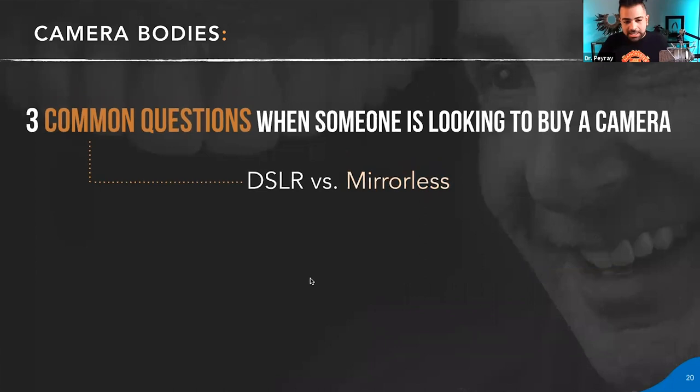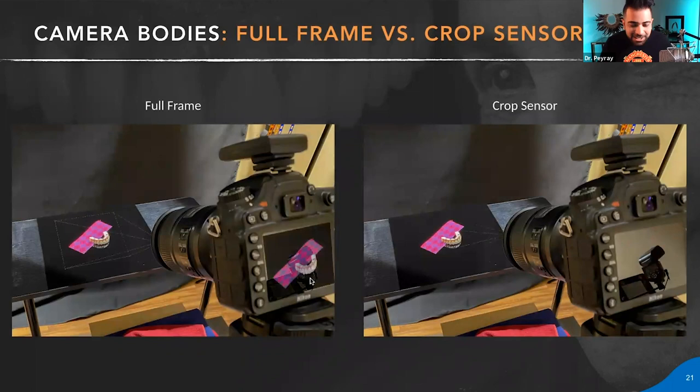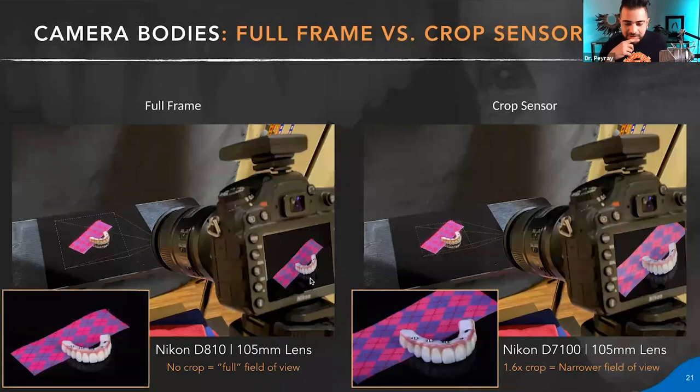The second question is full frame versus crop sensor. So the body of the camera could be full frame or it could be a crop sensor. Now let's talk about the differences between each. The full frame, if you look at the photo on the left, you see how when it captures the cast or the teeth on that tray, you see the differences. On the left, you have the full frame Nikon D810. And then on the right, you have the Nikon D7100. This Nikon D7100 is not a full frame. It's a crop sensor. So as you can see, the image is kind of cut. So you cannot see the whole thing.